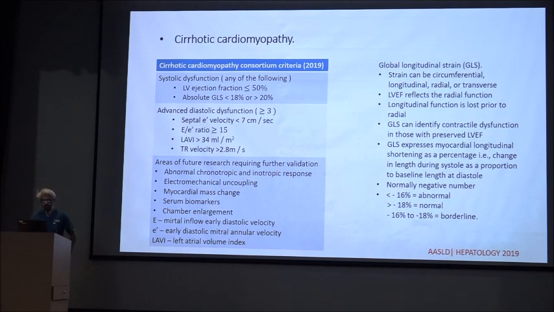The other condition is diastolic dysfunction. In this, they have given that three or more of the criteria should be present for a diagnosis of diastolic dysfunction: septal E prime velocity, that is the early diastolic mitral annular velocity by 2D echo, which should be less than 7 centimeters per second, and E by E prime ratio, that is the mitral inflow early diastolic velocity, has to be more than 15. The left atrial volume index should be more than 34, and the tricuspid regurgitation velocity should be more than 2.8.